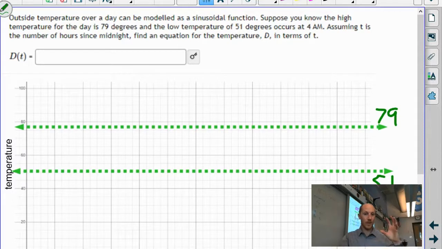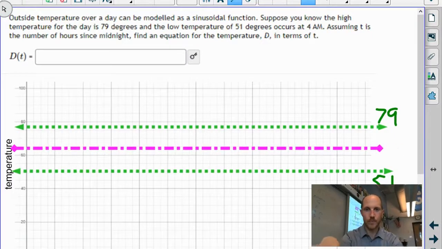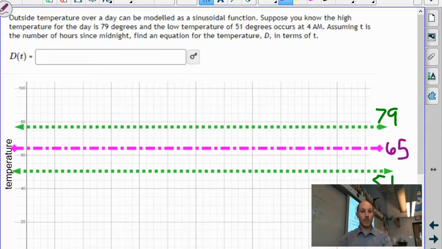So in order to find the amplitude, also to find where the midline is, I need to find out what would be the middle temperature, halfway between 51 and 79. So I got a maximum and a minimum, but I need the middle. The difference is 28 degrees, 79 minus 51, 28. Half that is 14. And so from the minimum, I'm going to go up another 14 degrees. That puts me at 65.